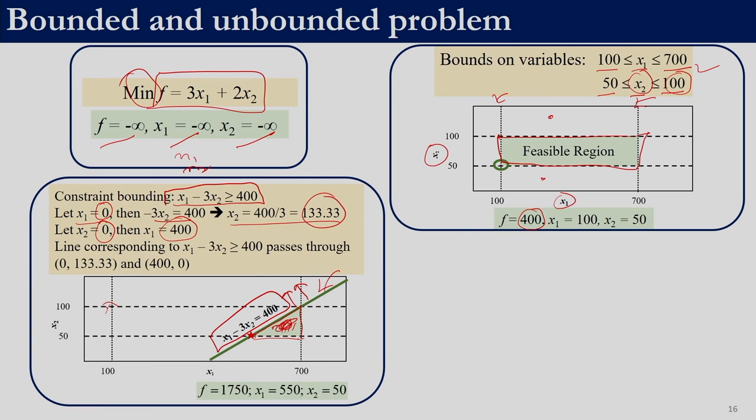So here there are two types of constraints. One is redundant constraint and one is non-redundant constraint, right? A redundant constraint does not help you to reduce the feasible region. A non-redundant constraint helps you to reduce the feasible region.